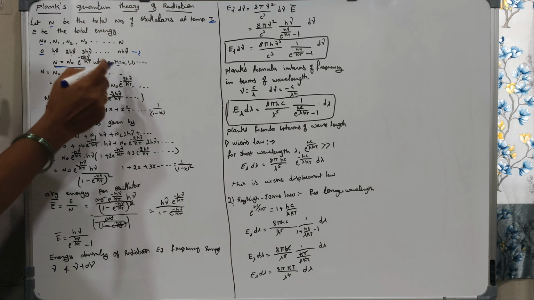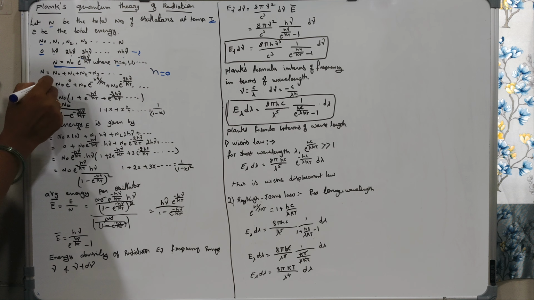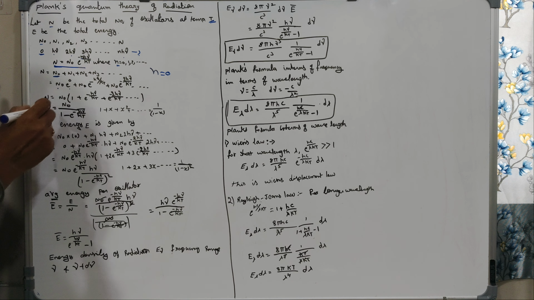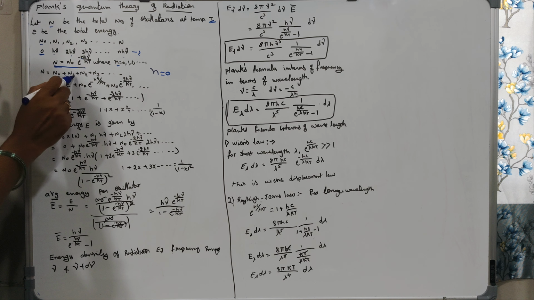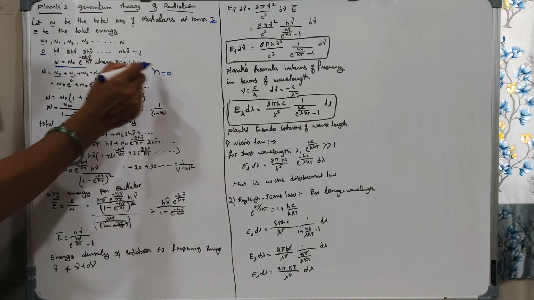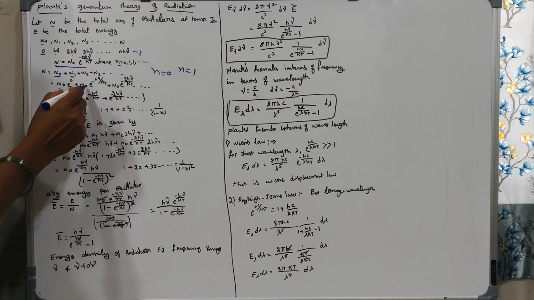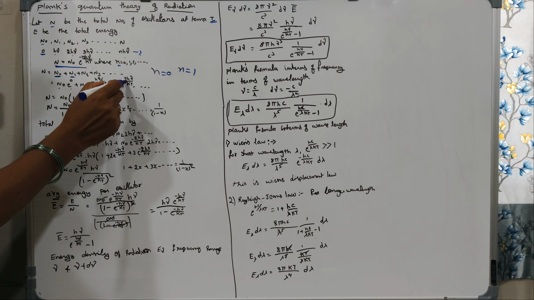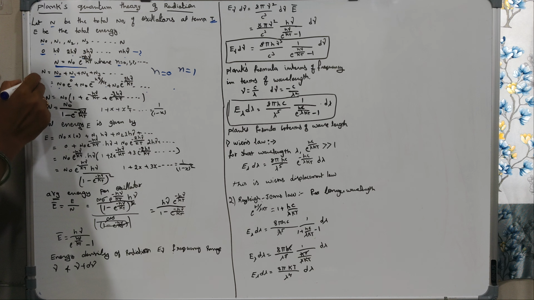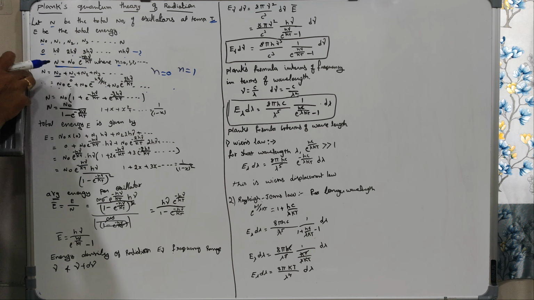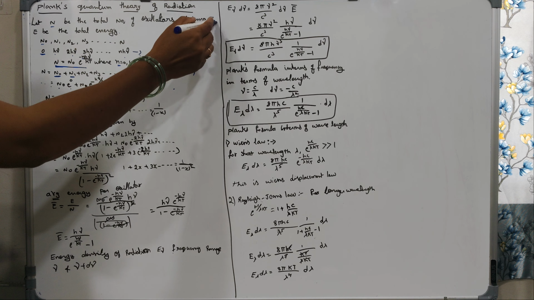Here, substitute n equals 0. You will get N naught e to the power of 0, which is N naught. Again, substitute n equals 1: you get N naught e to the power of minus h nu by kT. Similarly n equals 2, and so on. So we have got N, the number of oscillators at temperature T.